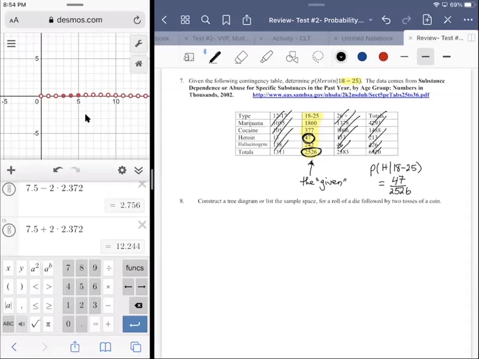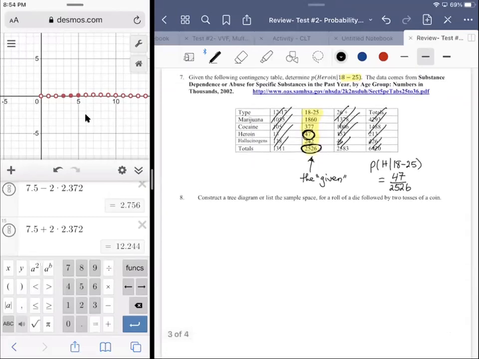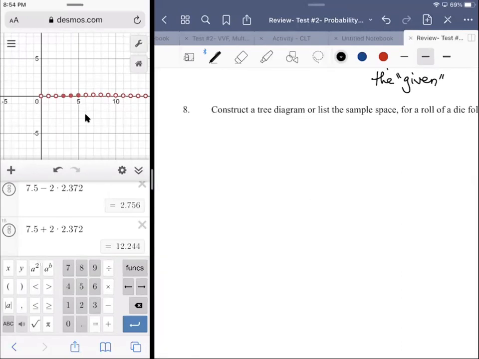Now, number 8, you see a whole lot of space here for number 8. That's because it's asking you to do a tree diagram or list of sample space. Most people prefer the tree diagram. I will say that on Blackboard, when it comes to answering a question like this, it almost always is easier to do the sample space because you're just listing out values. All right. So we're rolling a die, for a roll of a die followed by 2 tosses of a coin. All right. So if we were to do a tree diagram, it would be a roll of a die.